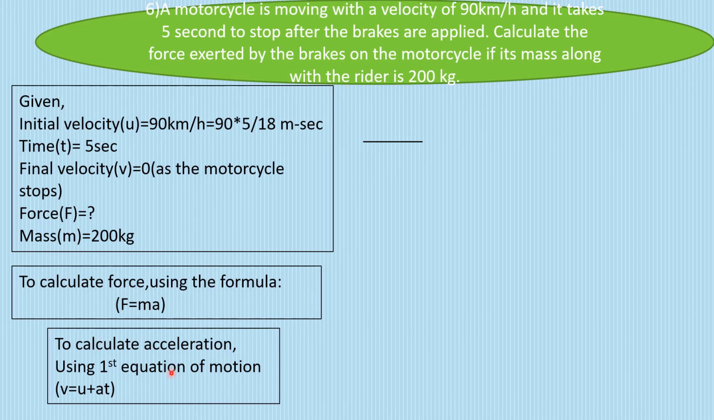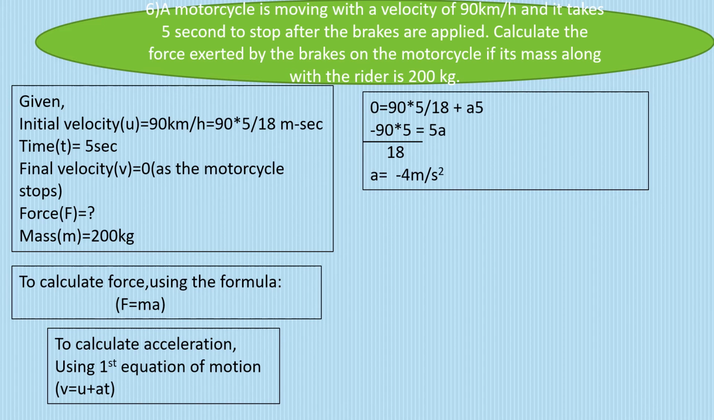So we'll use the first equation of motion, v is equal to u plus at, right? Now see, how much was v? 0. How much is u? This is a catch. Initial velocity is 90 km per hour. Mind it, we have to convert this into SI unit. From kilometer per hour to the SI unit, that is meter per second, you have to multiply it by 5 by 18, right? That means 5 would be in multiplication, but 18 would be in the denominator, the entire thing, right? So it is converted to meter per second.